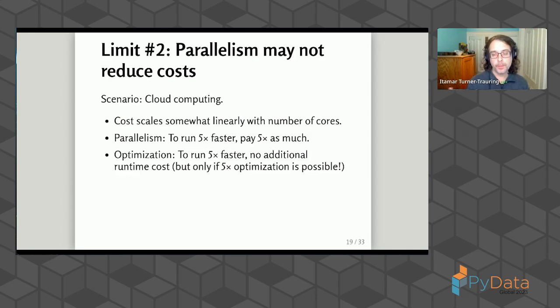Problem solved. But if you're scaling up, if you're running your batch jobs at a larger scale or continuously, then parallelism is not saving you any money. It's just moving the costs around. Whereas making your software faster can actually reduce your costs by reducing how much CPU time you need to use.